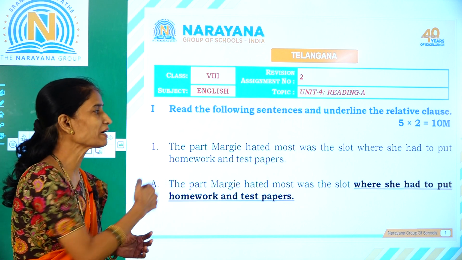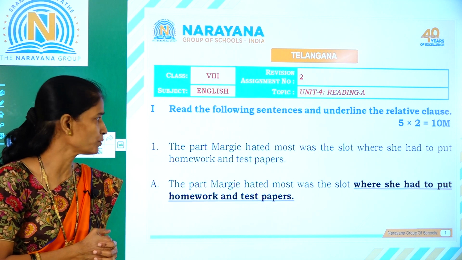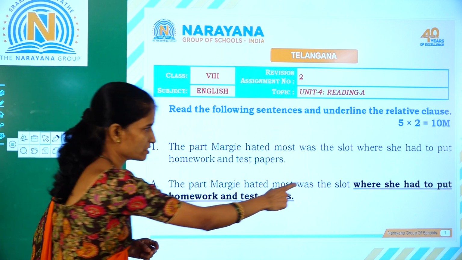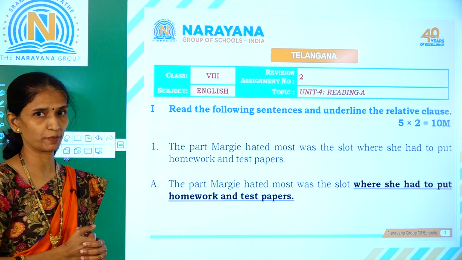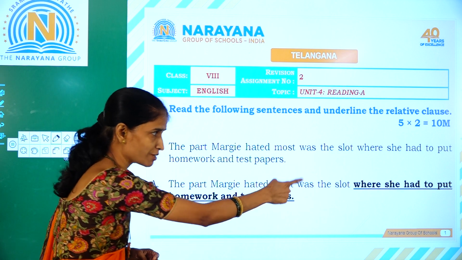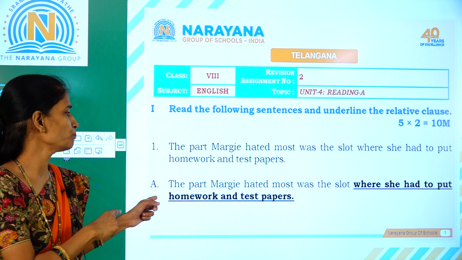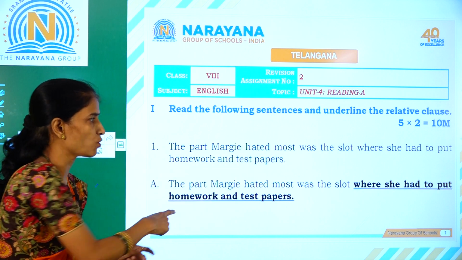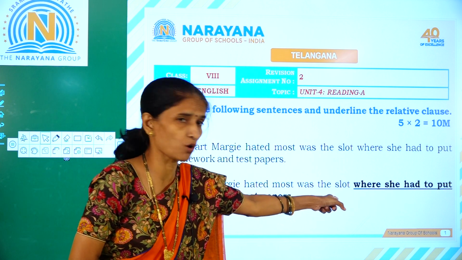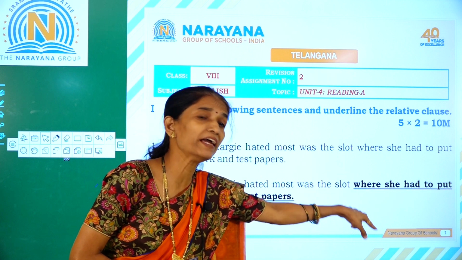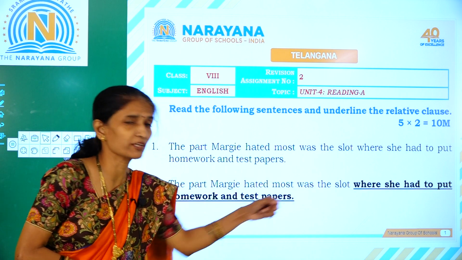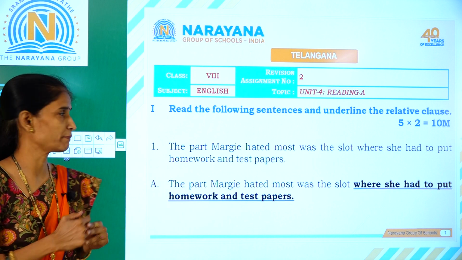The first sentence is, the part Maggie hated most was the slot where she had to put homework and test papers. Okay, so in this, the relative clause is where she had to put homework and the test papers. In the sentence, the part Maggie hated most was the slot. Which slot? Where she had to put homework and test paper. So this relative clause is relating to this slot. It is describing this slot. What did she hate? The slot where she had to put the homework and test paper. So that is the relative clause which is referring to the slot, which is describing the slot.